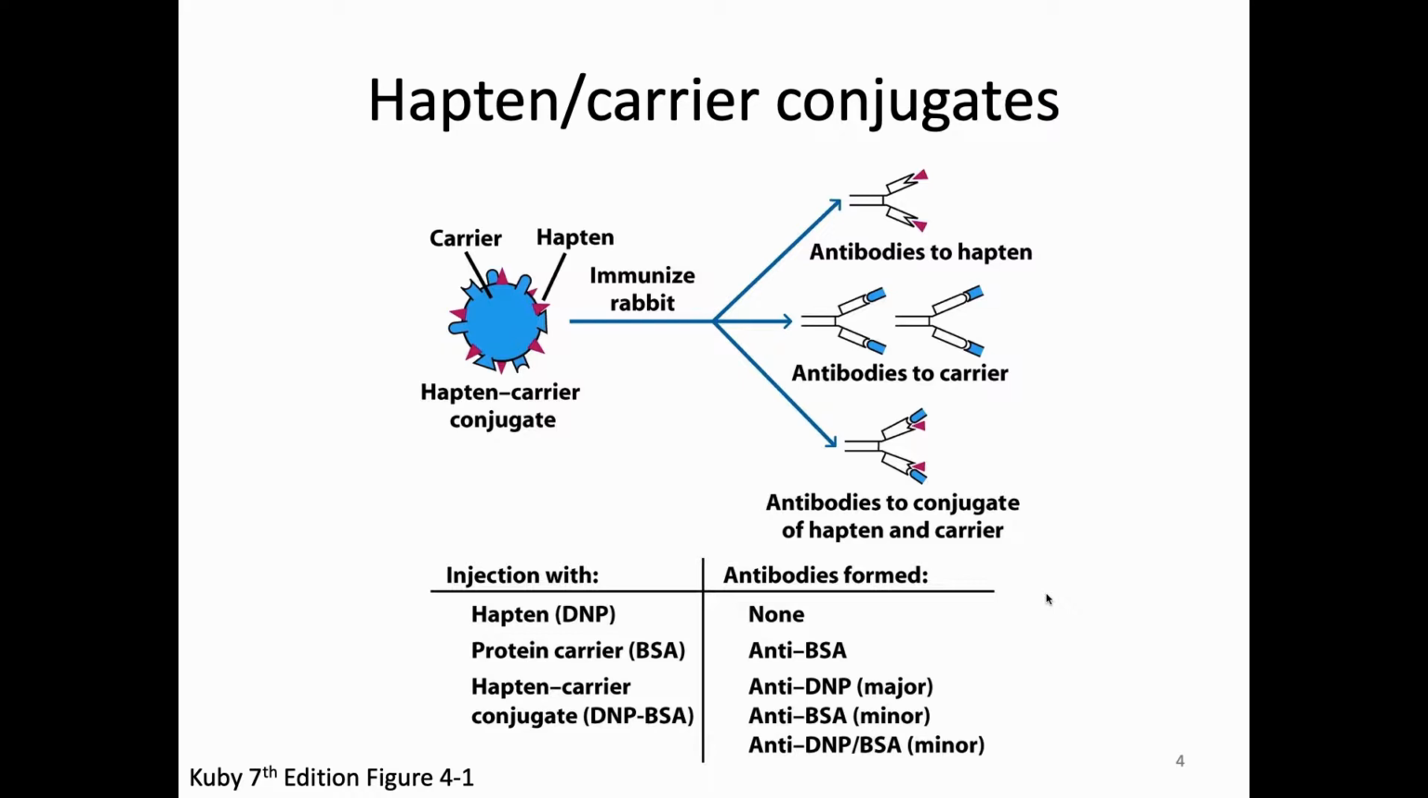So yes, if I immunize, there are no situations where a hapten DNP bound to KLH is found in nature. It's just not a thing.